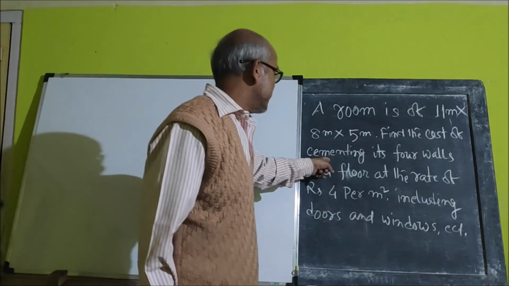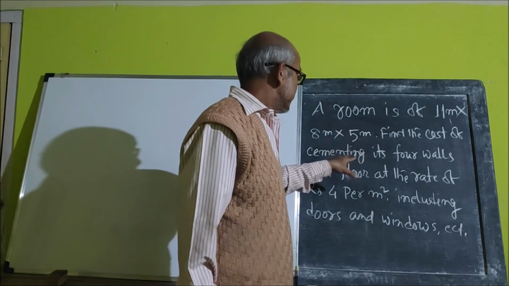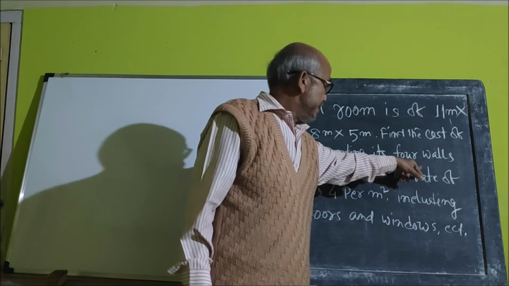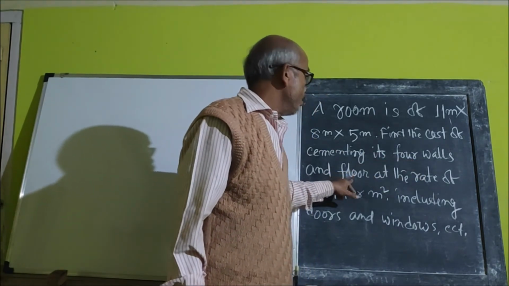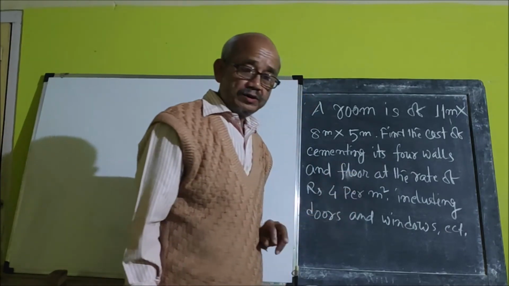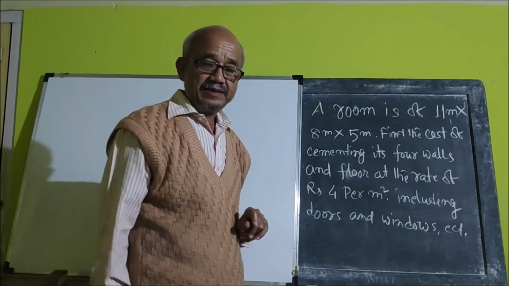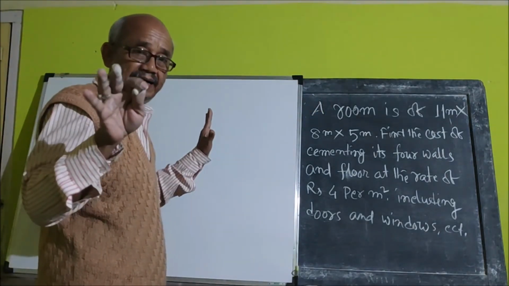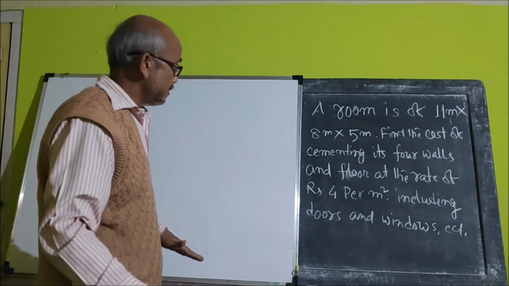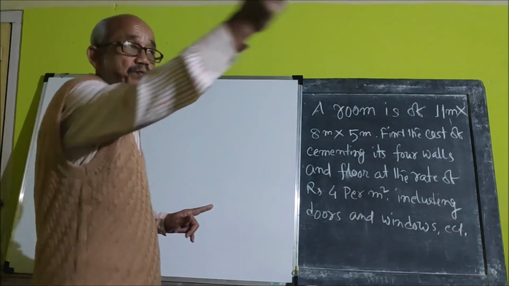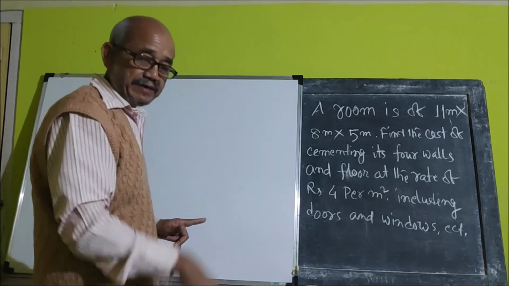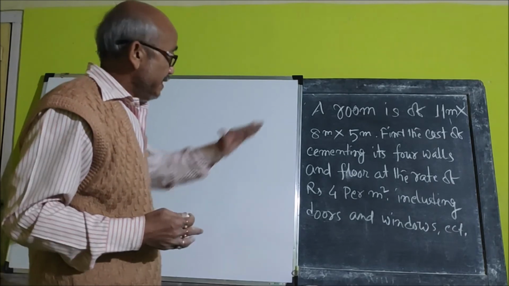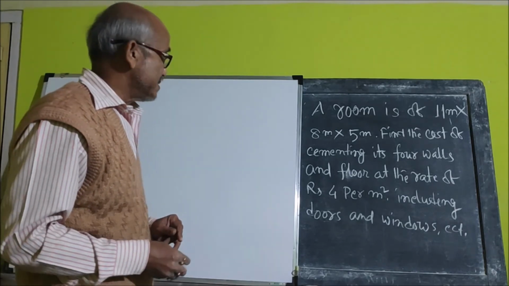Find the cost of cementing. Cementing is 4 walls, which means lateral surface area, and the floor. 4 walls and floor: there are 1, 2, 3, 4 walls and the floor, the lower one. So it is a 5-sided figure. Here we have to calculate the costing price.